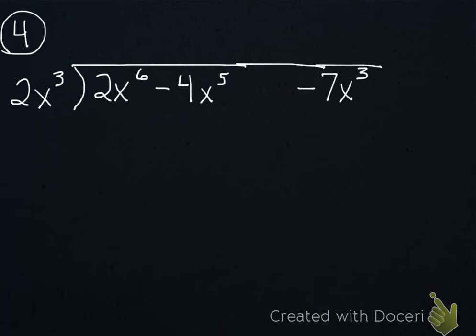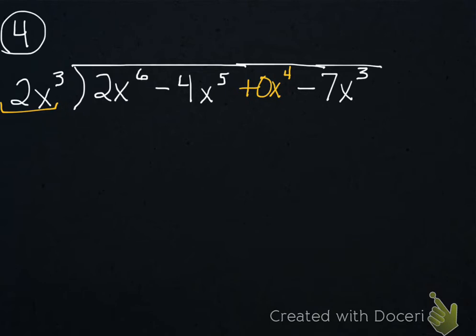Number 4. There's more than one way to work this problem. That's because we're dividing by a monomial. I'm going to show you the long division method, and then I will show you a simpler method that will work as well. There is no x to the fourth term, so we would put a 0x to the fourth.